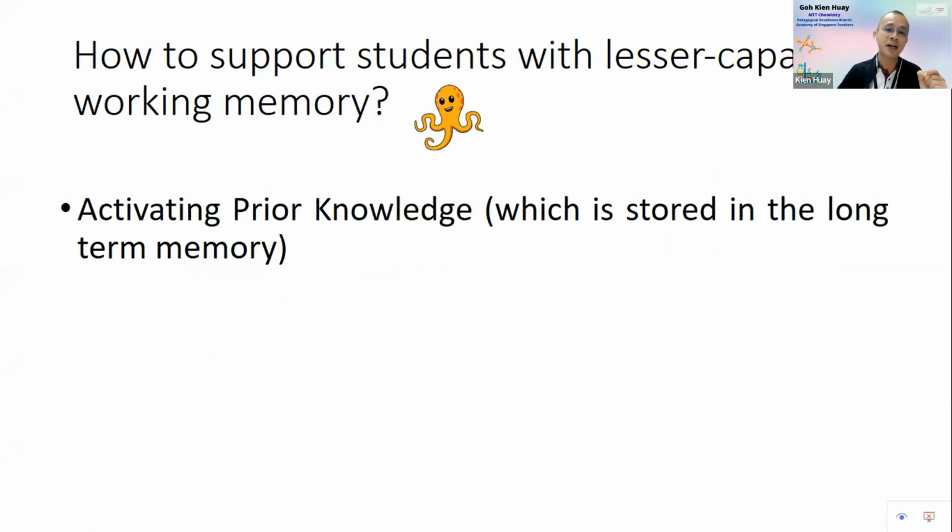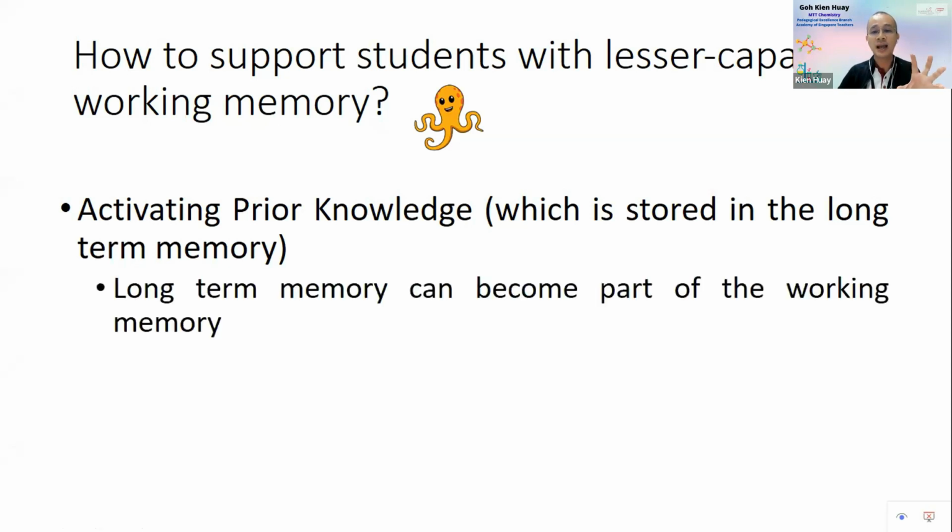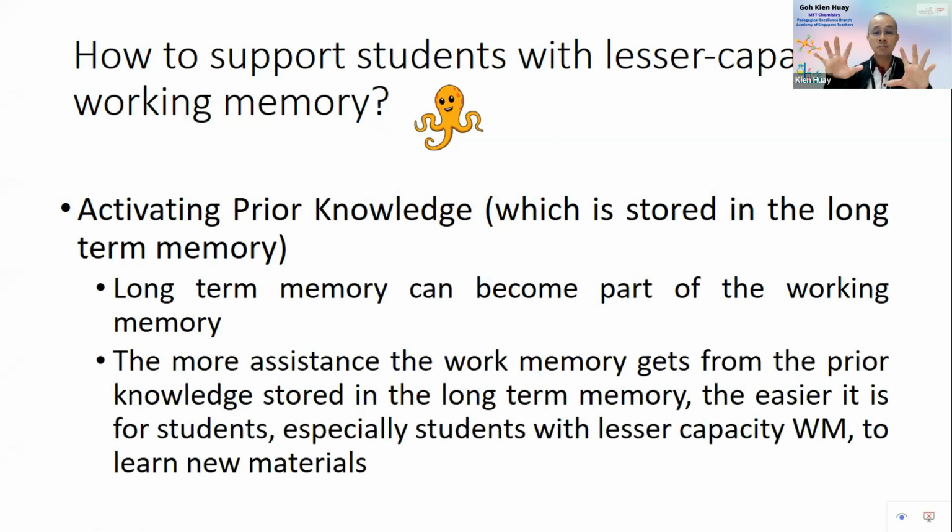If you can recall what I shared earlier on, one of the ways to do encoding successfully is to anchor it down to something in the long-term memory. There is an old experience with the new experience. It will allow students with lesser working memory capacity to learn a lot better, because now the long-term memory can become part of the working memory. So the more assistance the working memory gets from prior knowledge in the long-term memory, the less our students will have to tap into their working memory to learn new materials. Later on, I'm going to share with you why the concept cartoon is such a powerful way to activate prior knowledge.